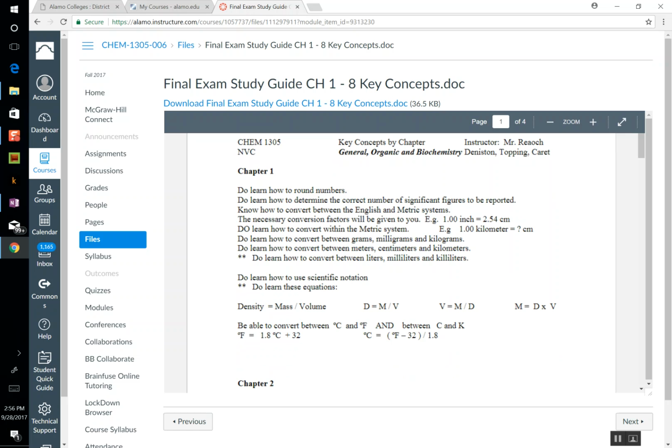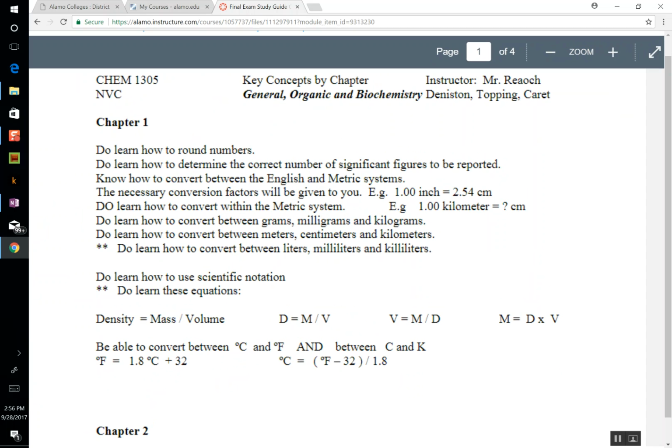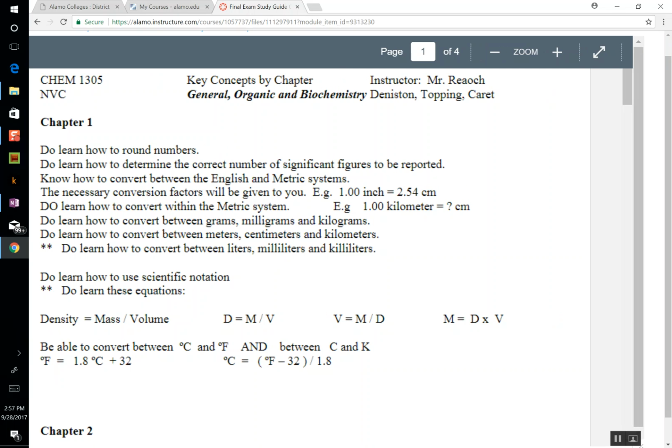Okay, so open this up a little bit more. Rounding, significant figures, conversions between English and metric system, conversions within the metric system. So learn to convert grams and milligrams to kilograms, meters to centimeters to kilometers, liters, milliliters, kiloliters. Scientific notation, density and temperature. All right, and remember on density, there are 3 types of problems.